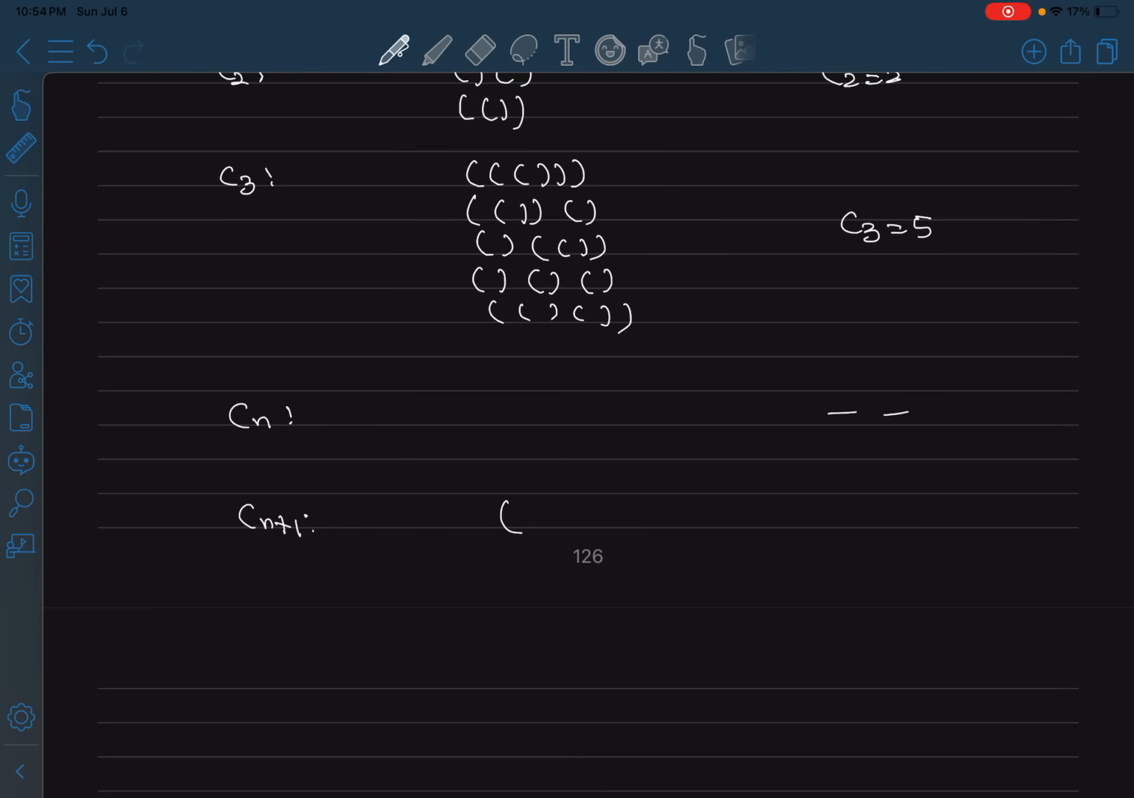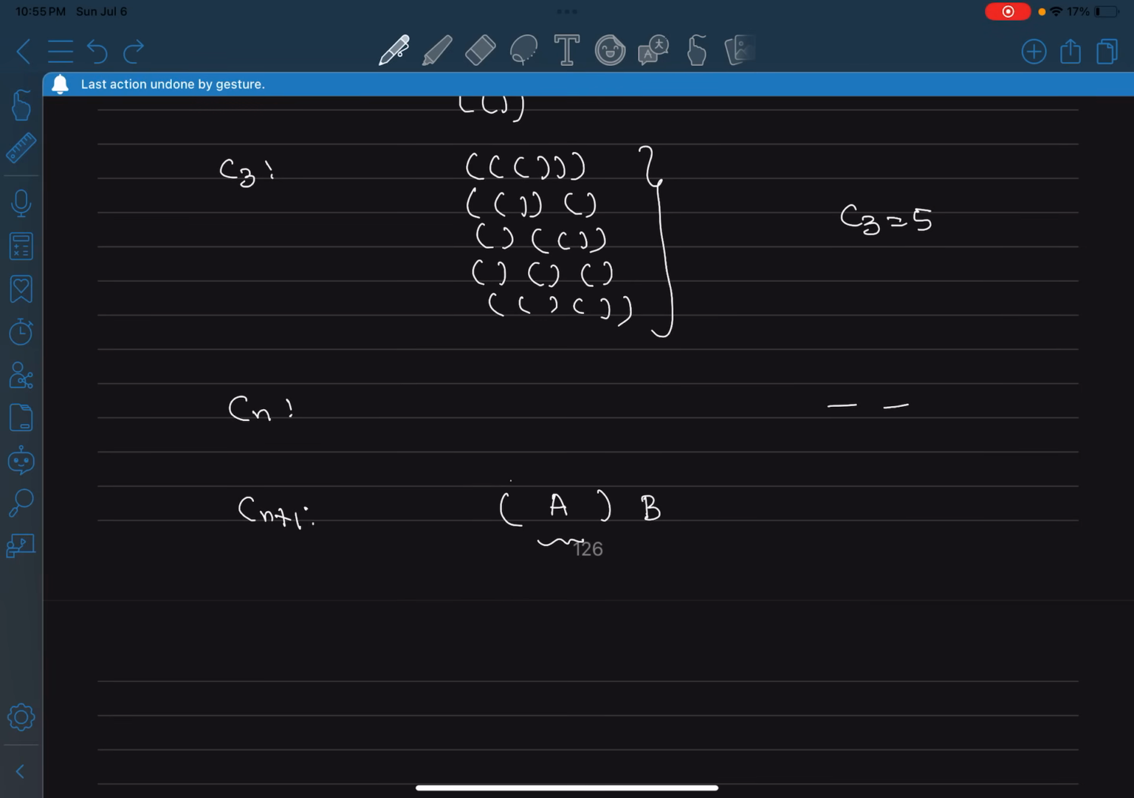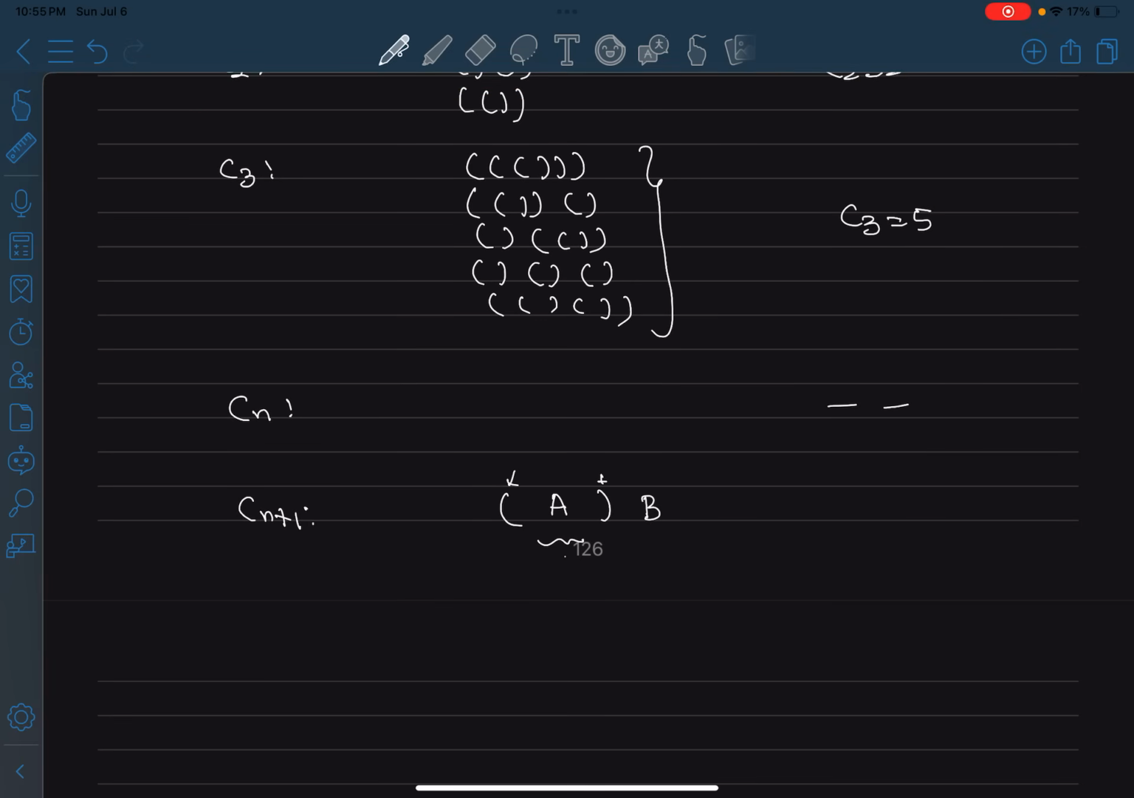all the possible arrangements or pairs will be in this form, right? An opening and closing bracket, and then some arrangement inside that and some arrangement outside that. So maybe there can be just one pair of brackets over here and then the remaining pairs over here. Sorry, because there's already one pair of brackets over here, if there's one pair over here, there can be n minus 1 pairs of brackets over here, right?